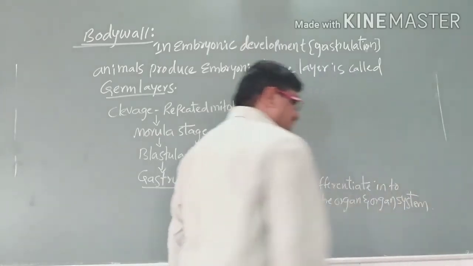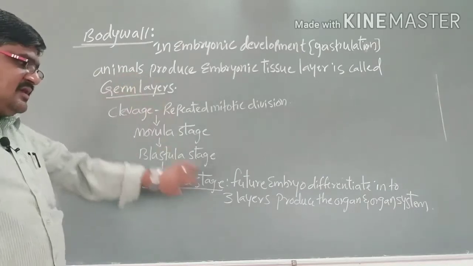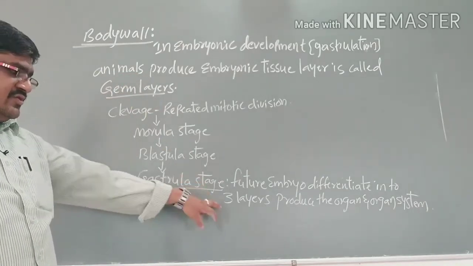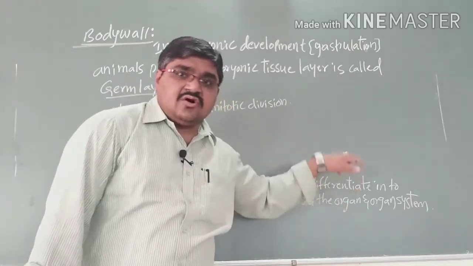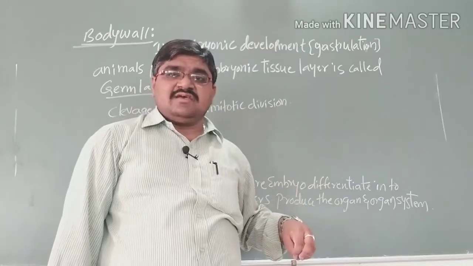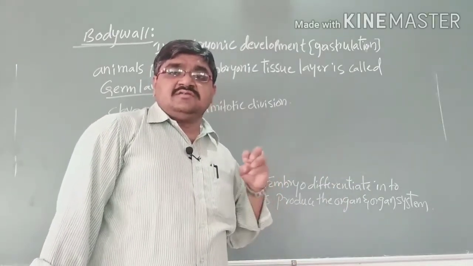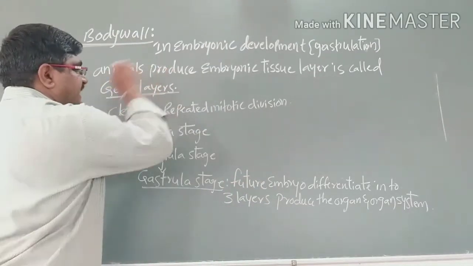Then these layers are called the three germ layers. At this gastrula stage, the future embryo differentiates into three layers that produce the organs, and organ system formation takes place. So they are called the embryonic tissue layers, or the germ layers.